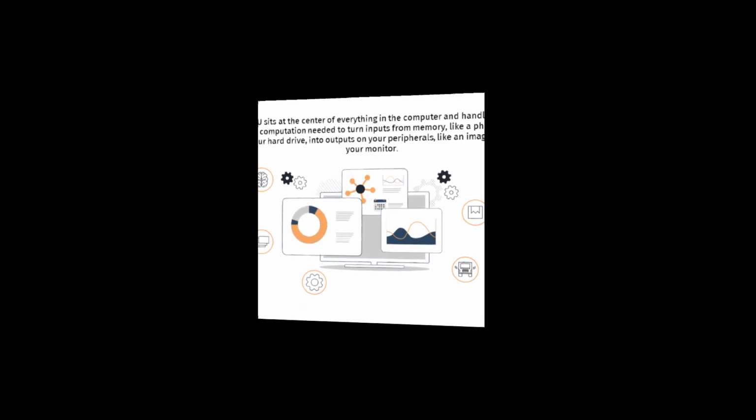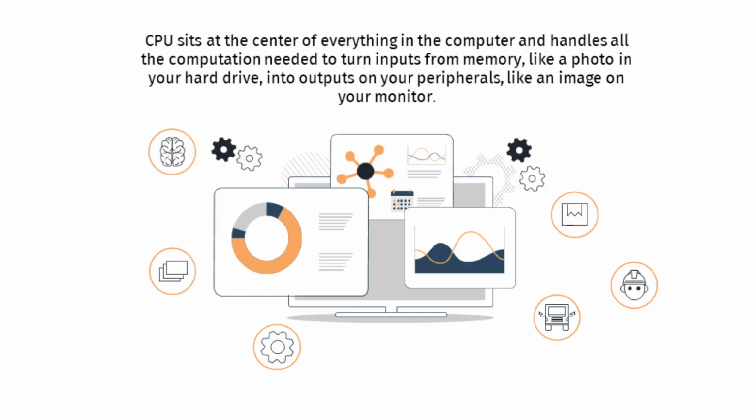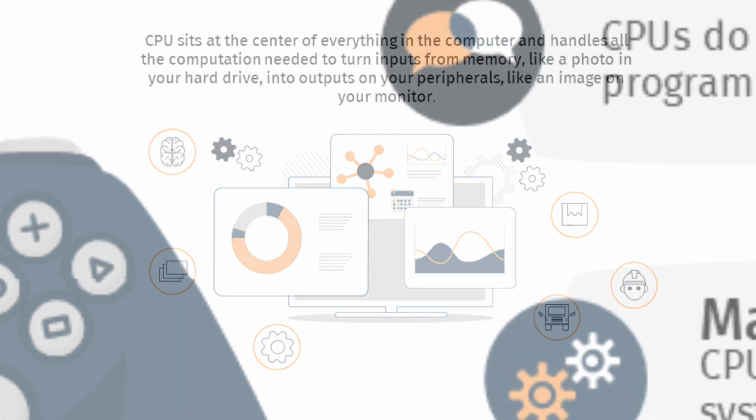For the whole semester, we tackled the CPU, or Central Processing Unit, its function, principles, and basic uses. As a review, the CPU sits at the center of everything in the computer and handles all the computation needed to turn inputs from memory, like a photo in your hard drive, into outputs on your peripherals, like an image on your monitor. That is how flexible and unique CPUs are.